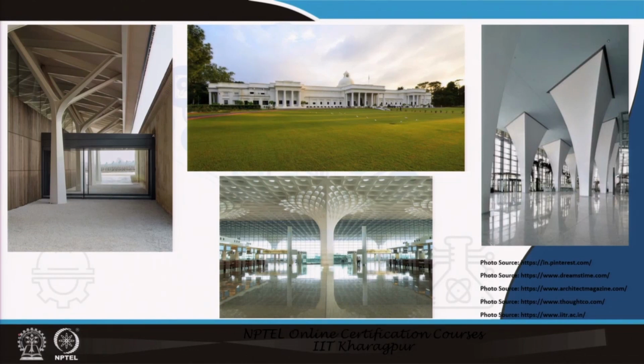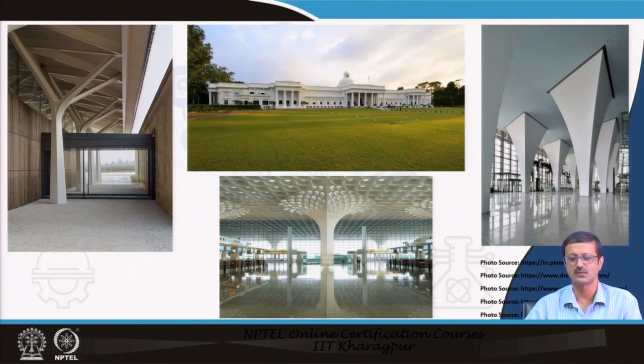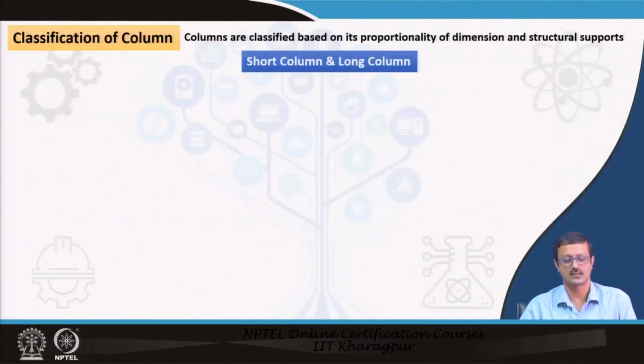The central top picture is the main building of Indian Institute of Technology Roorkee, which was constructed in the 19th century, also by the British people. You see that these columns act as one of the prominent elements of the building facade. So, that is that era, and the modern era has taken the column in a different dimension.